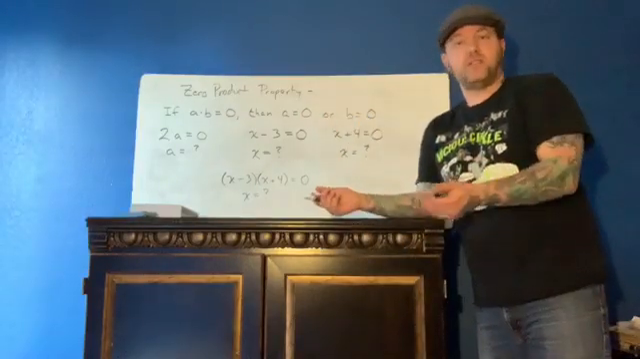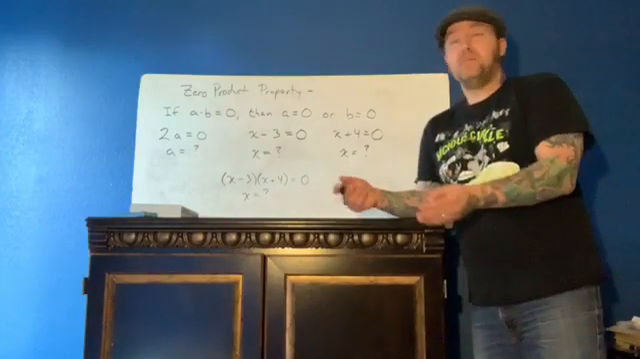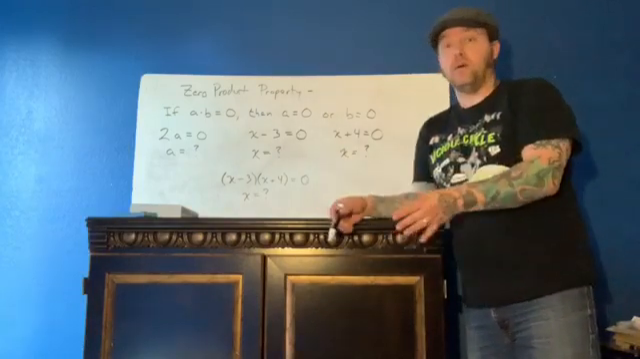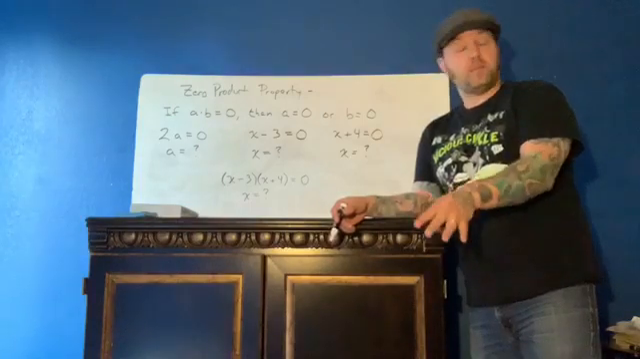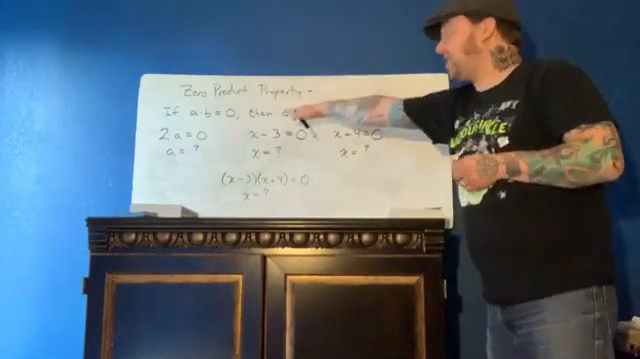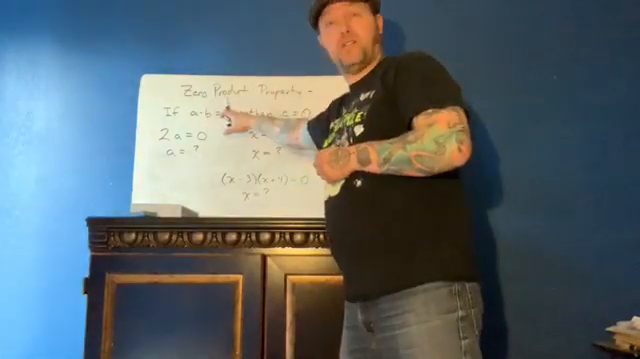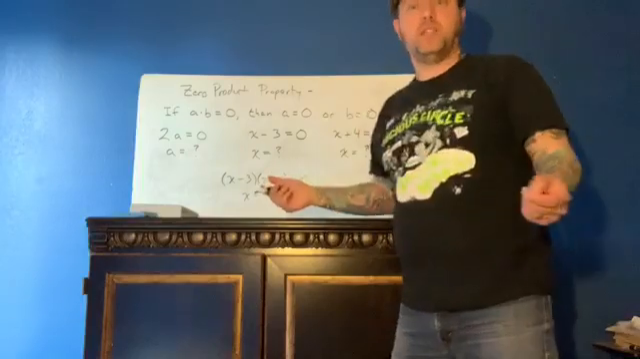Everything times 0 is 0. 5 times 0 is 0. 8 times 0 is 0. 9 million times 0, still 0. Negative 9 million times 0, still 0. So if A times B equals 0, one of them's got to be 0.